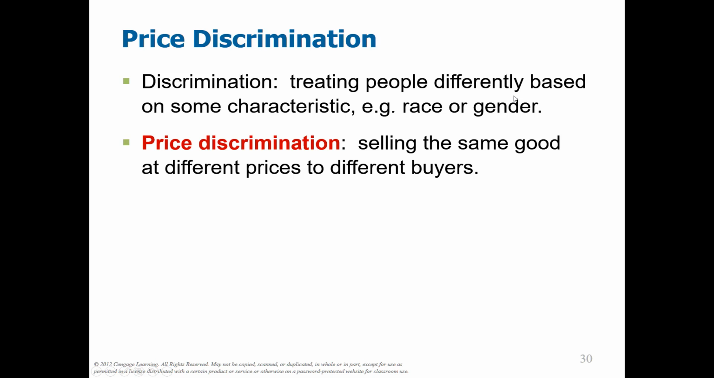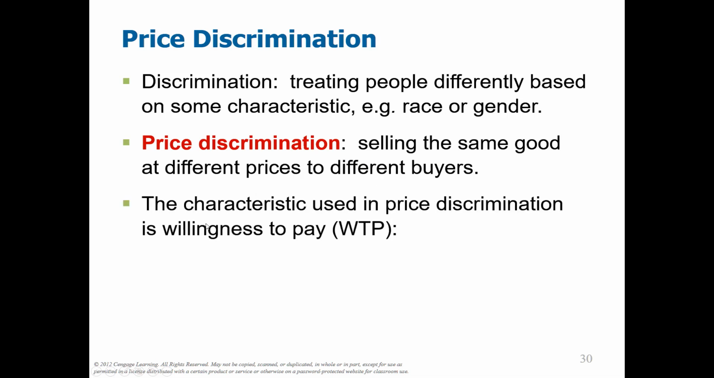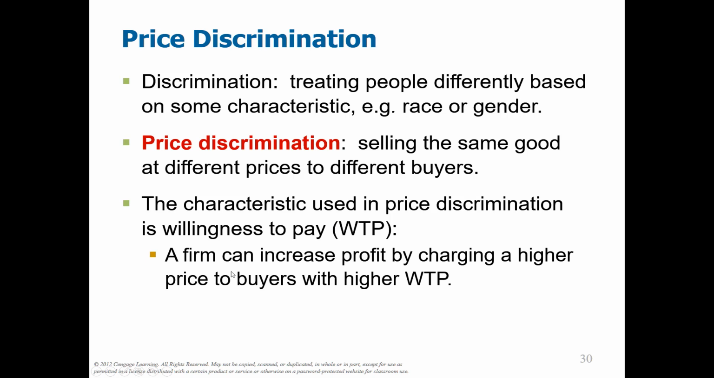Discrimination: treating people differently based on some characteristics such as race or gender. Price discrimination means selling the same good at different prices to different buyers. The characteristic used in price discrimination is willingness to pay. A firm can increase profit by charging a higher price to buyers with higher willingness to pay. Let's see that in a graph.